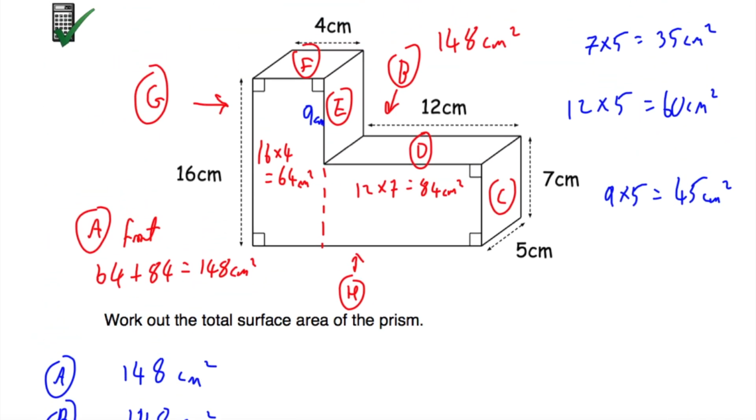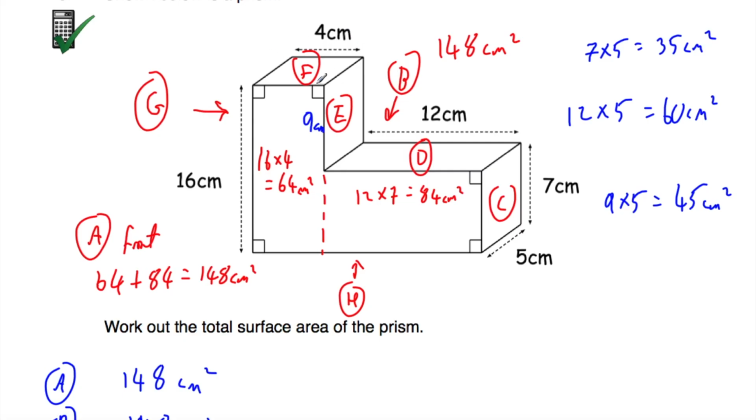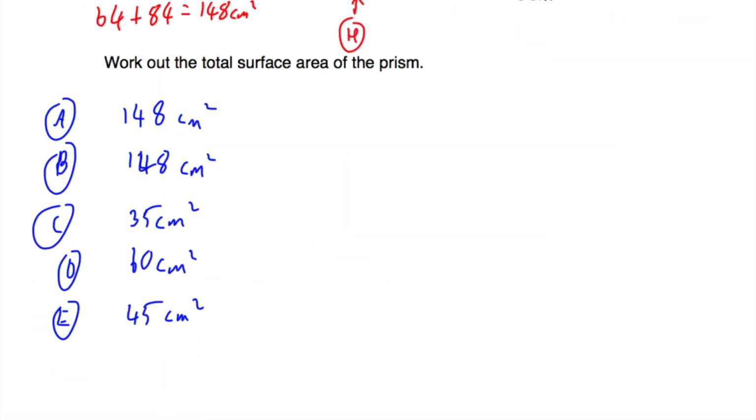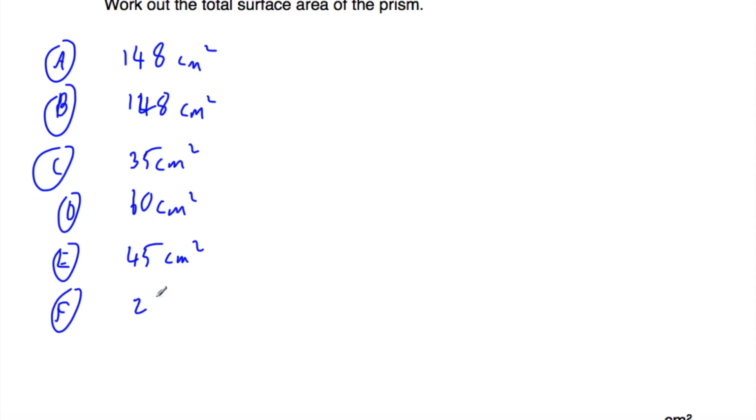Okay, now let's go up to the top. The top will be 4 times 5, because this length is 5 and this length is 4, and 4 times 5 is equal to 20. So in terms of F, the area of F is 20 centimeters squared.